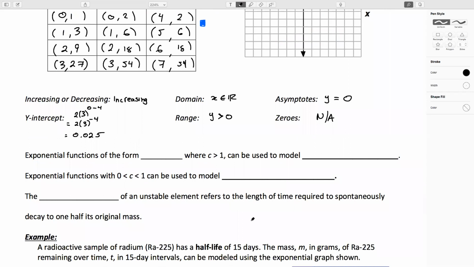Okay, so we've gone through graphing from a function. We've gone from a function's graph back to the function. Now we're going to use these to solve some problems. So exponential functions of the form y equals a to the x, where a is greater than 1, can be used to model exponential growth.